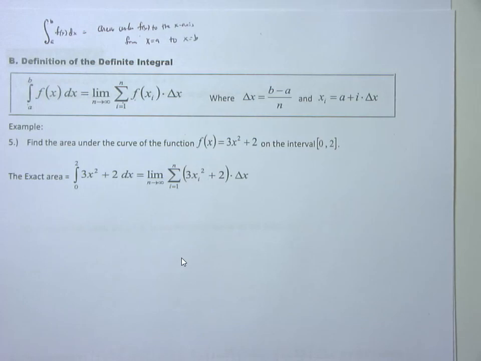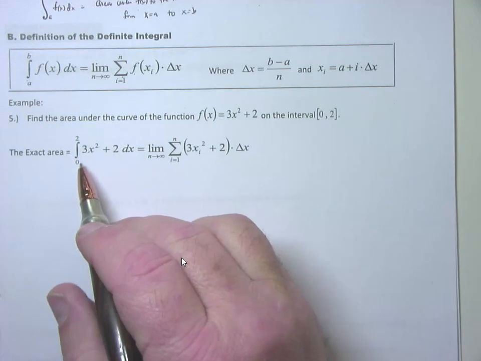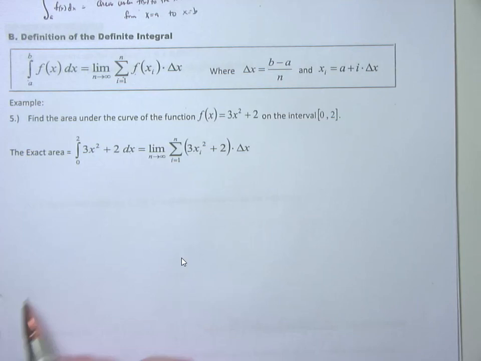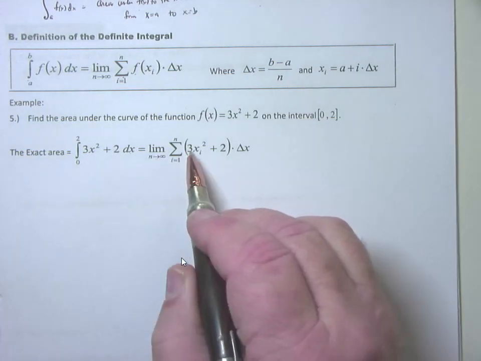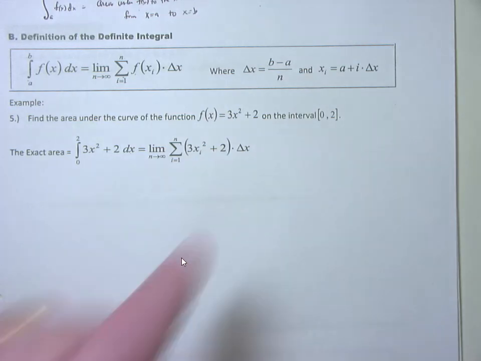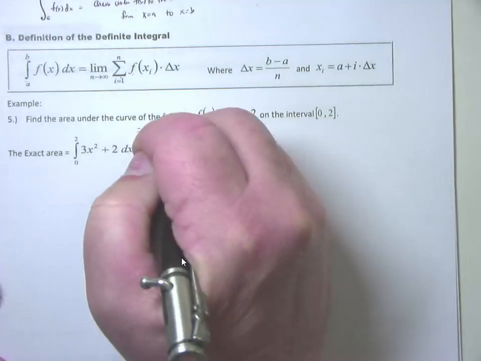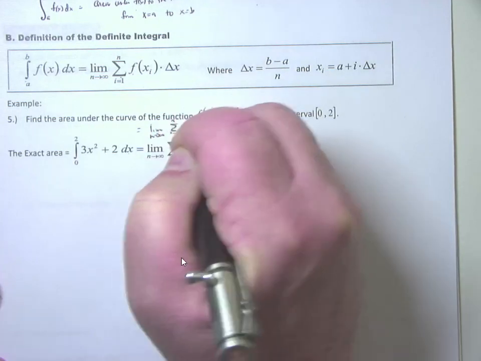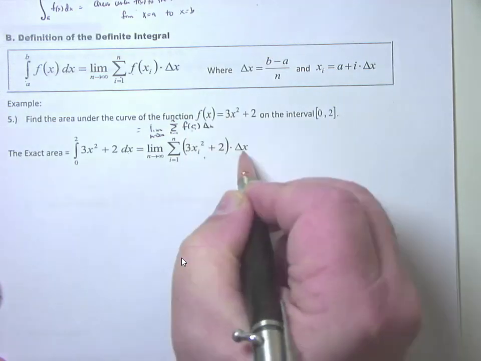So we're going to do a 17th century Riemann sum problem. We want to find the exact area under the curve of the integral between 0 and 2 of 3x squared plus 2 dx. We want to integrate this guy. This is taking the limit as n approaches infinity of the sum as i goes from 1 to n of 3 xi squared plus 2 times delta x. Now, all they did was replace x with xi. So remember, this is the limit as n approaches infinity of the sum as i goes from 1 to n of f of xi times delta x. They just plugged xi into my function times delta x.